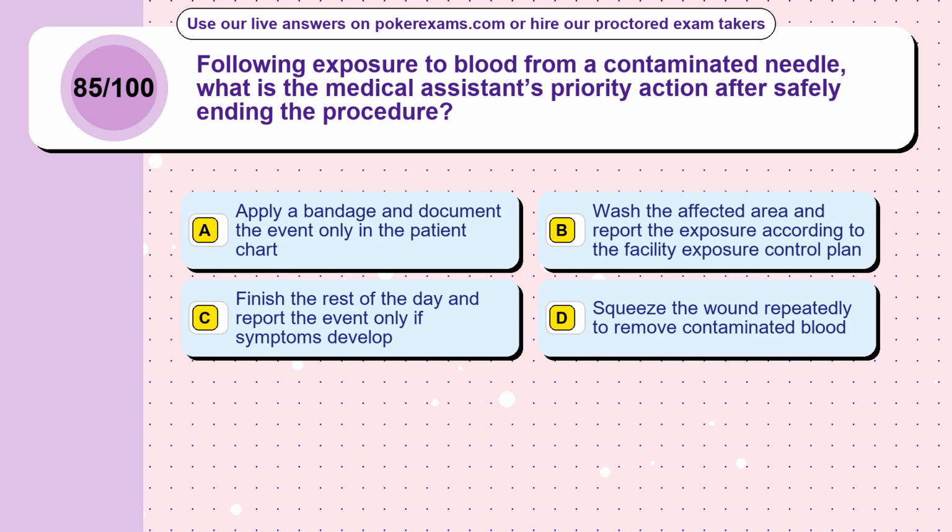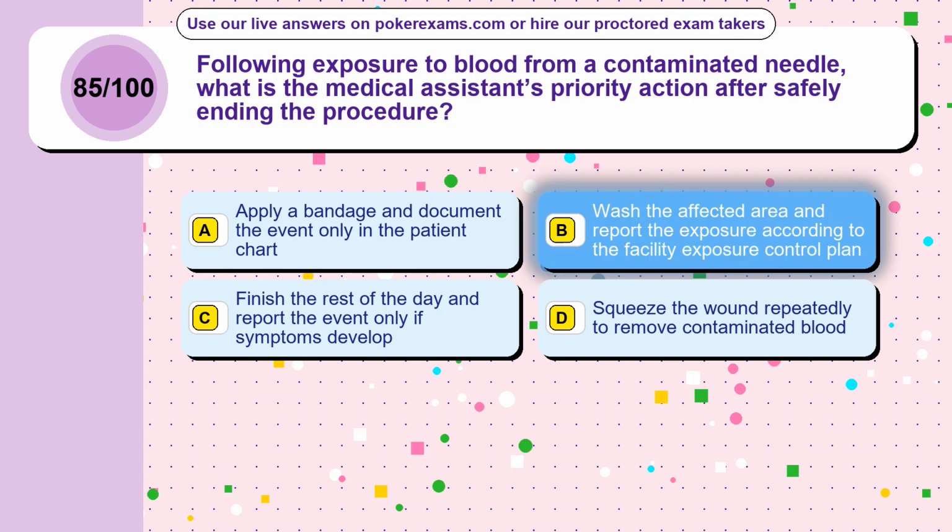Question 85. Following exposure to blood from a contaminated needle, what is the medical assistant's priority action after safely ending the procedure? Option A. Apply a bandage and document the event only in the patient chart. Option B. Wash the affected area and report the exposure according to the facility exposure control plan. Option C. Finish the rest of the day and report the event only if symptoms develop. Option D. Squeeze the wound repeatedly to remove contaminated blood.